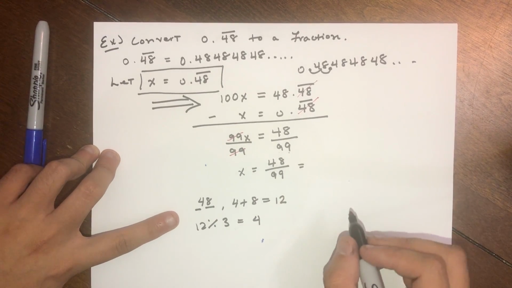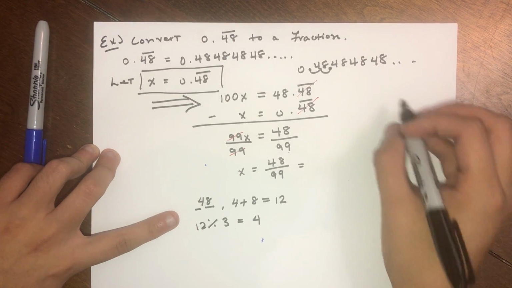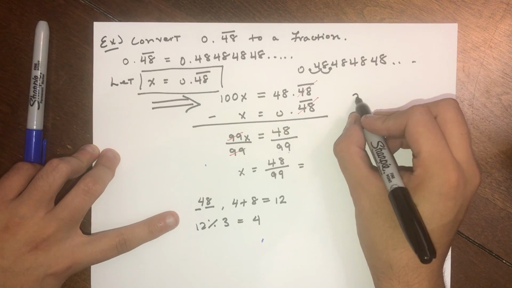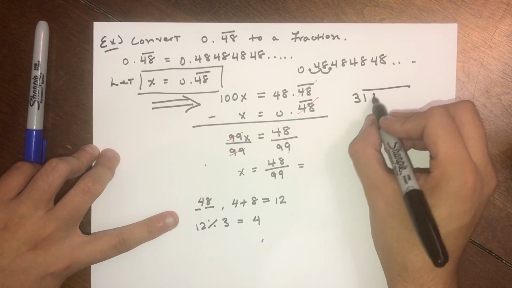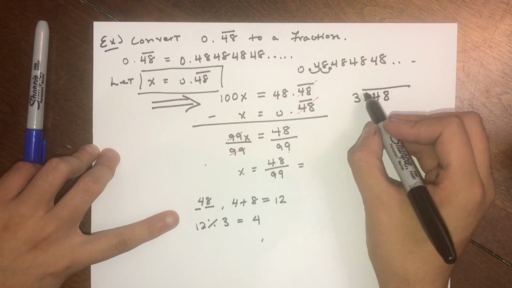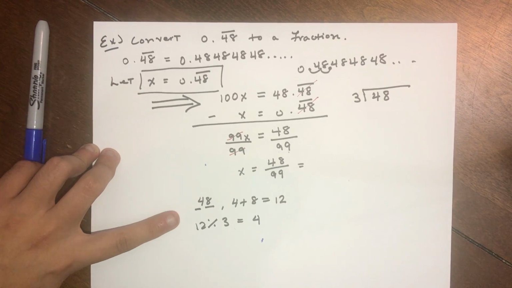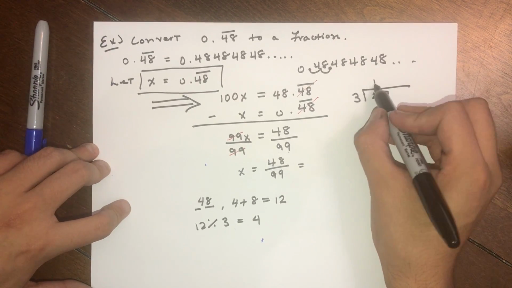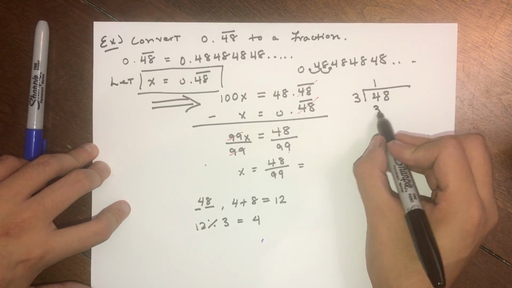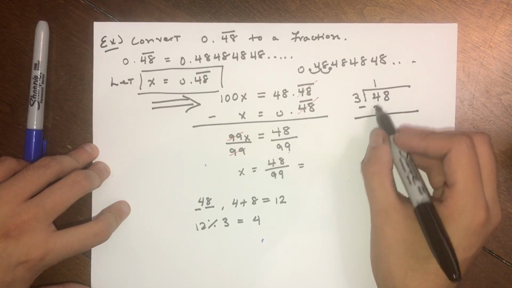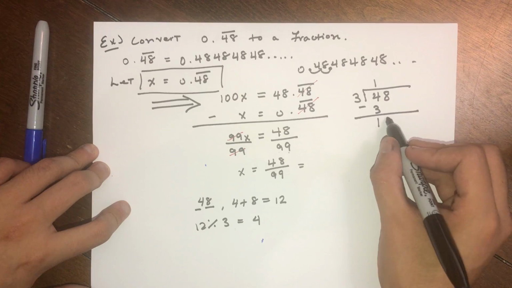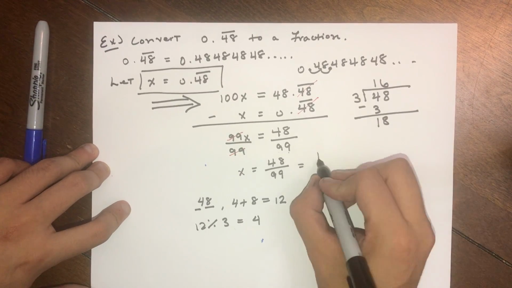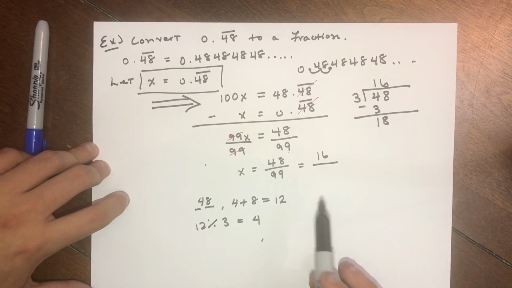Now we can do some long division to see how many times 3 goes into 48. You don't have to do the long division if you can do it in your head, but let's do it so we can see the work. 3 goes into 4 once. 3 times 1 is 3. 4 minus 3 is 1. Bring down the 8. 3 goes into 18 6 times. So you're left with a 16 on top, but be careful.